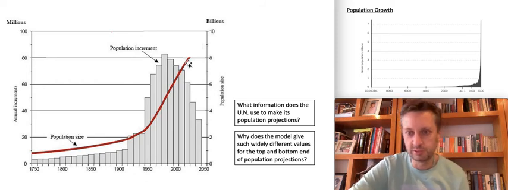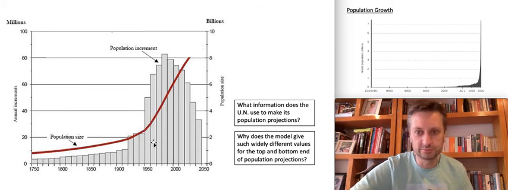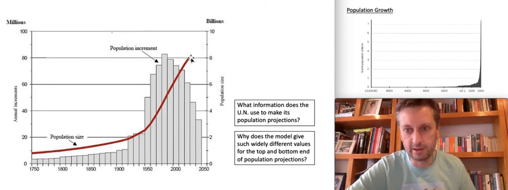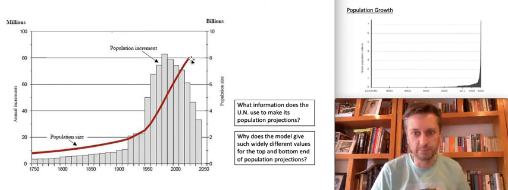My dad was born in 1938. At that time, the world population was about 3 billion people. When I was born, I won't tell you when, 1970s, it was around 4 billion people. And today we've reached almost 8 billion people.